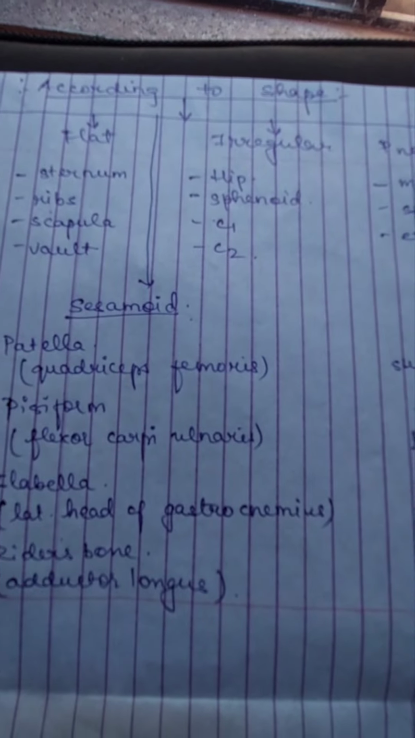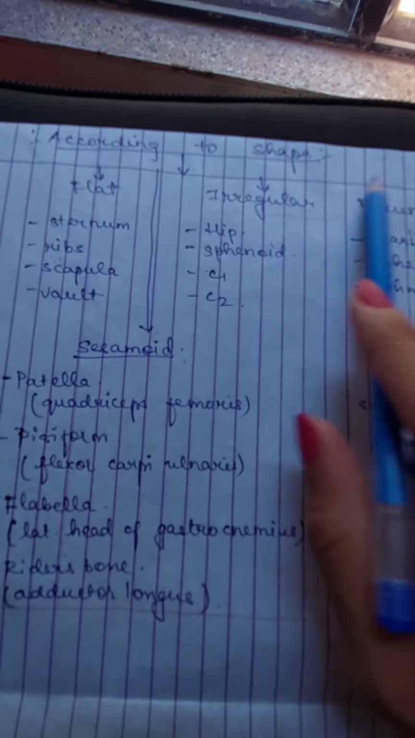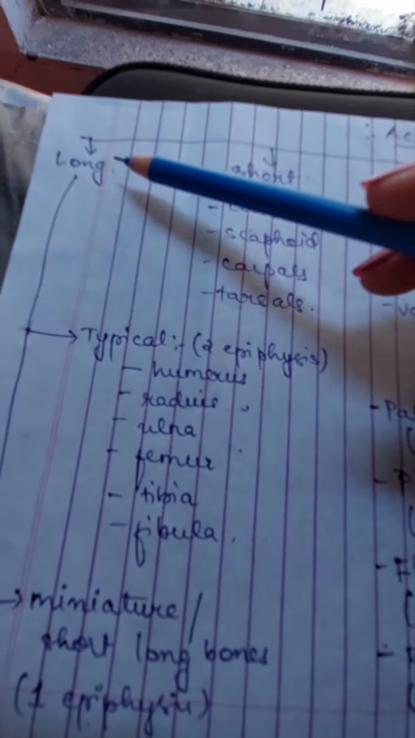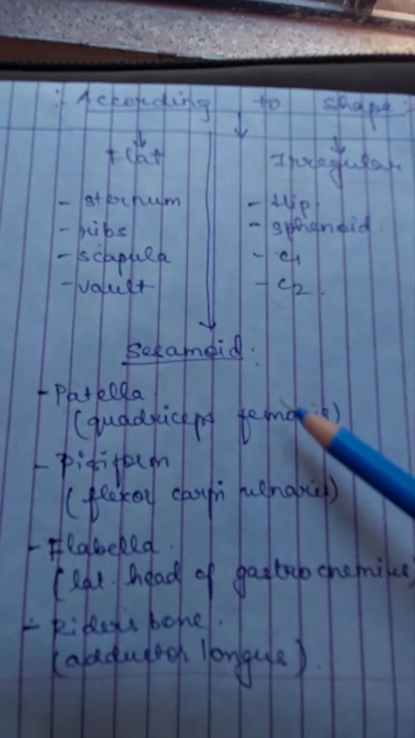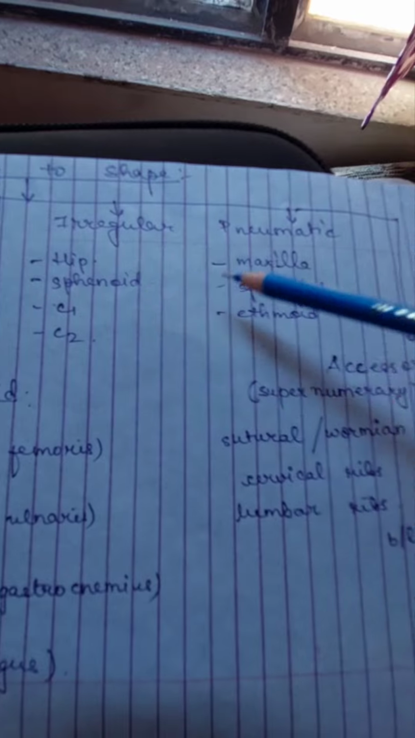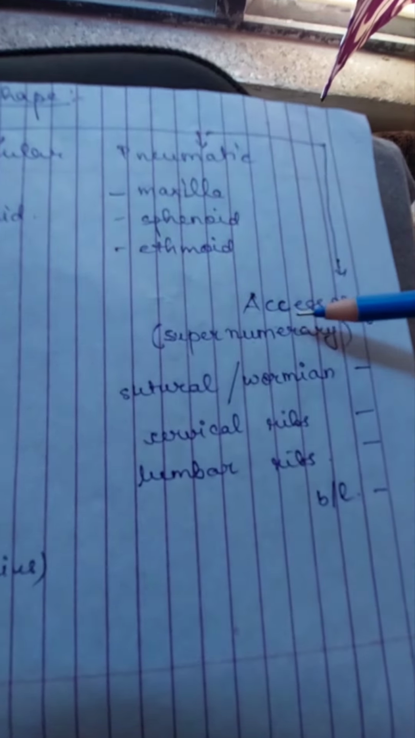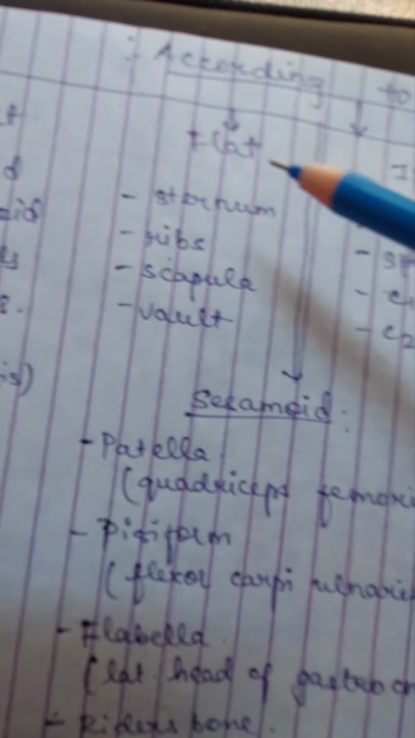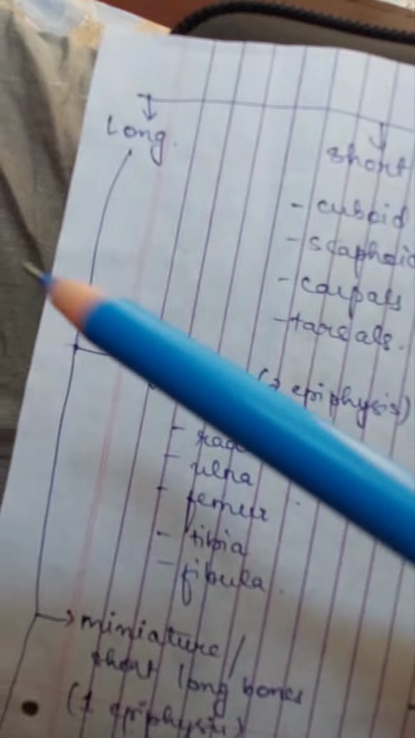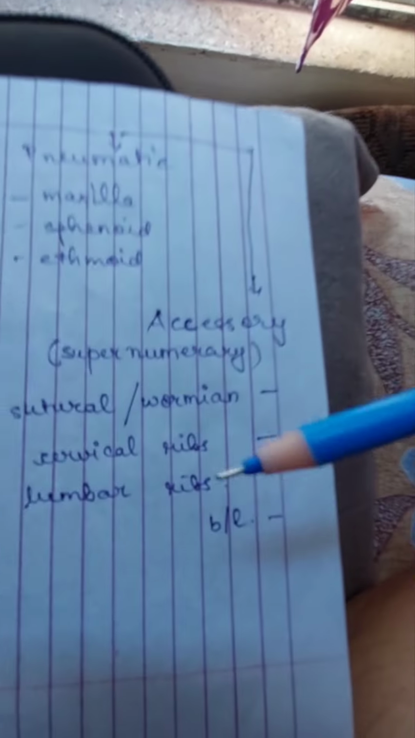Now, last but not the least comes the classification according to the shape. If you go as per the shape, we have long bones, short bones, flat bones, sesamoid bones, irregular bones, pneumatic bones, and accessory bones. All right. So, as per the shape, we have accessory, pneumatic, irregular, sesamoid, flat bones, short bones, and long bones. I'd go with the example of each.